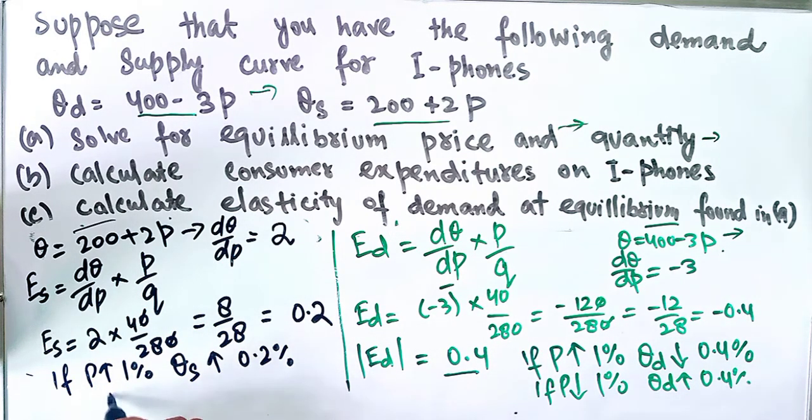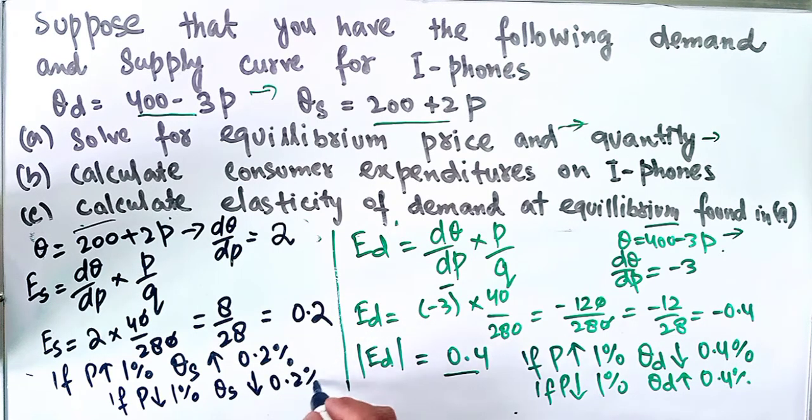Similarly, if price has decreased by 1%, quantity supplied would also decrease by 0.2%. Okay, this was the intuition behind finding the price elasticity of supply and price elasticity of demand. I hope I make myself clear in this video.